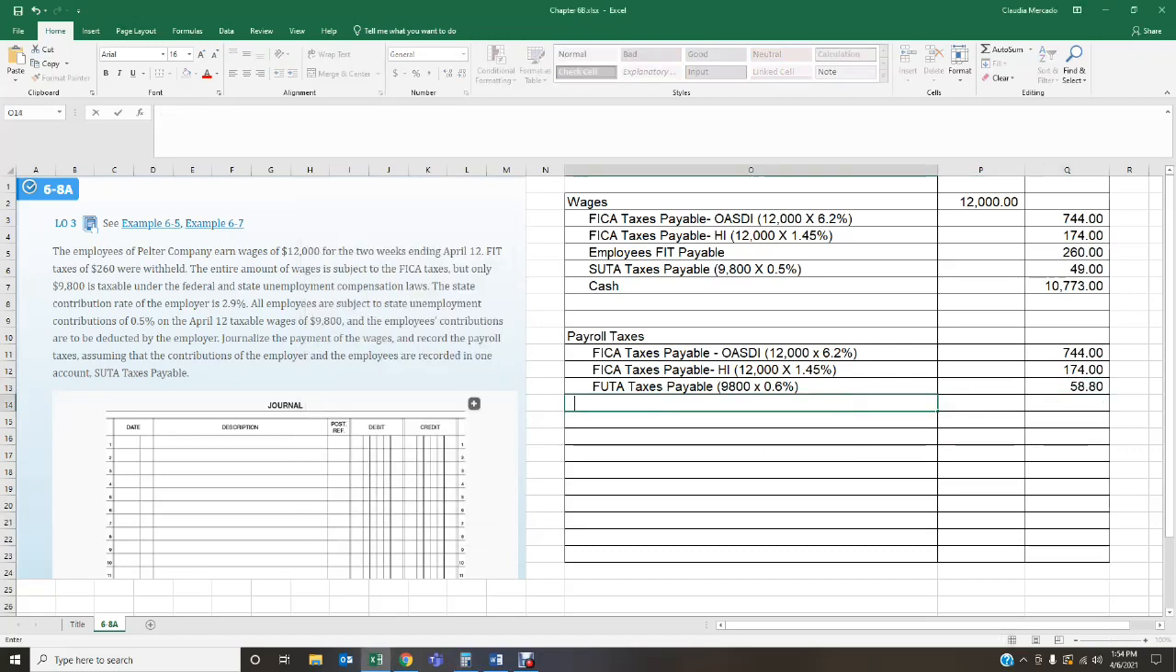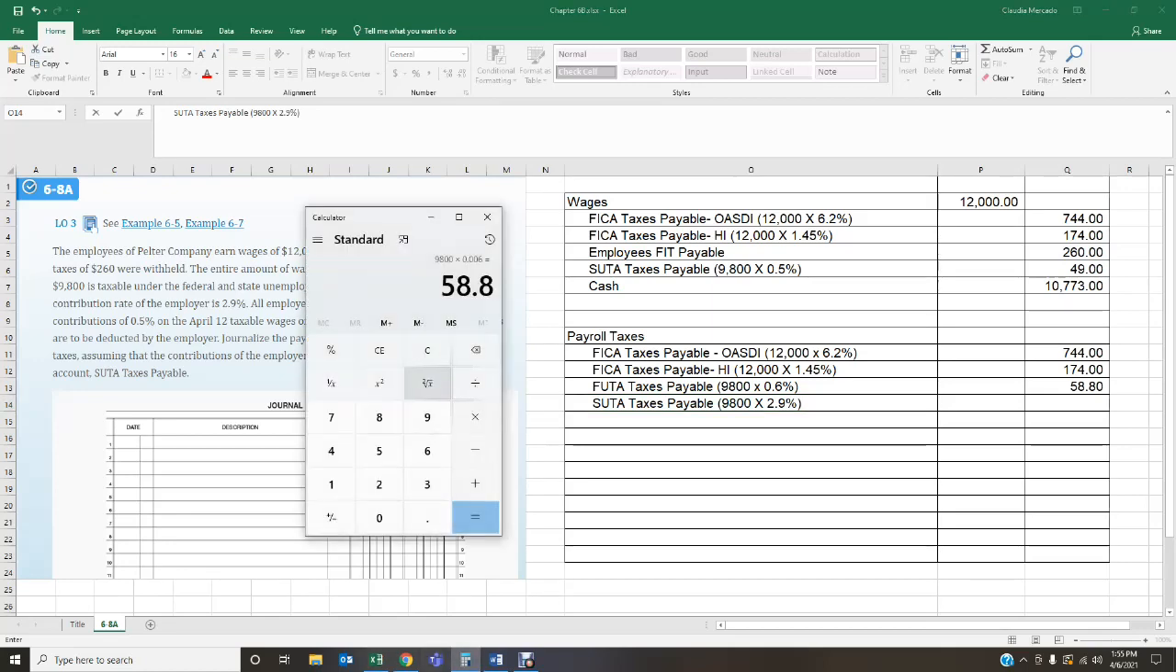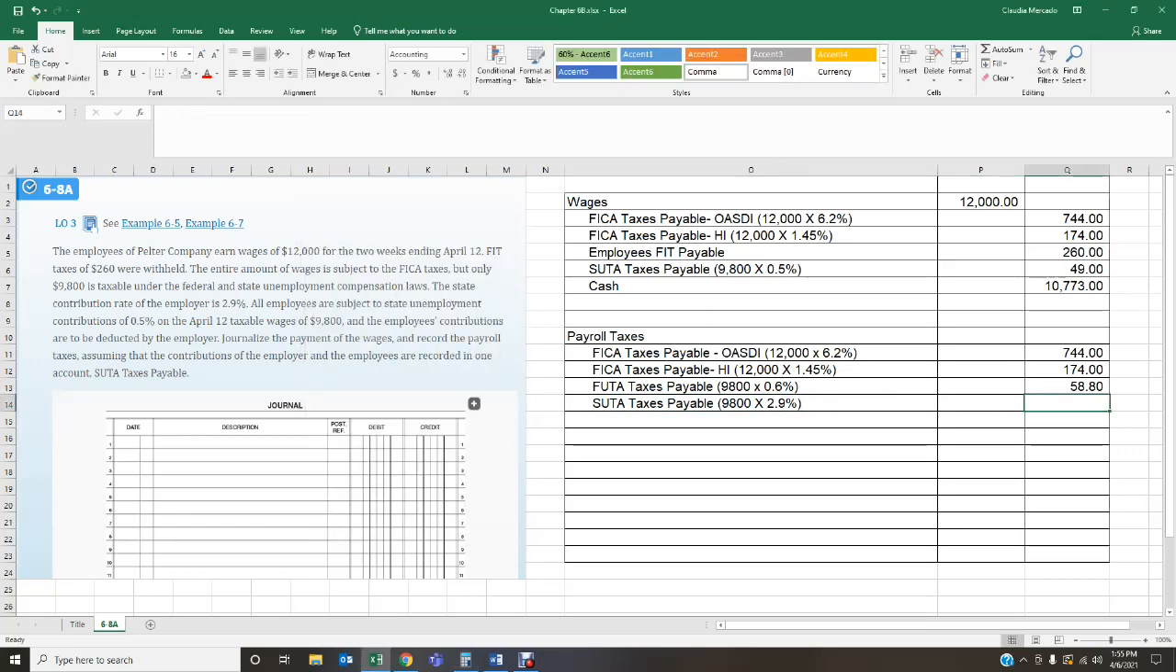And then last but not least, we have our SUTA taxes. It'll be 9,800 times the rate. For your SUTA, they provide you with the rate. It says here that the state contribution rate for the employer is 2.9%. So that is given to you in the problem. We're going to multiply the 9,800 times the 2.9%, and that gives me $284.20. So those are the taxes that the employer is responsible to pay: FICA OASDI, FICA HI, FUTA, and SUTA.